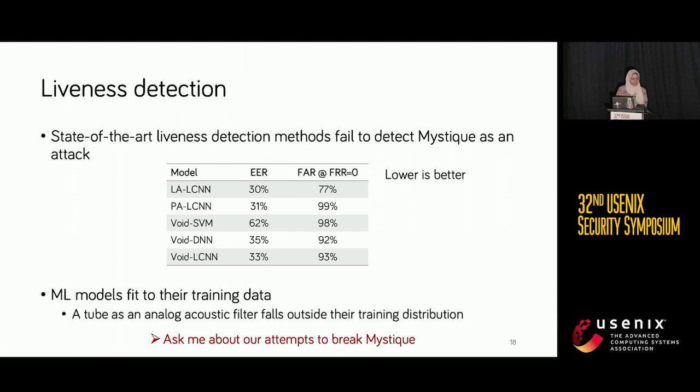That's because machine learning models in general, not just speaker identification or liveness detection, fit to their training data. That's what they are designed for. And Mystique, as an analog acoustic filter, falls outside their training distribution. But it doesn't mean Mystique is undetectable.